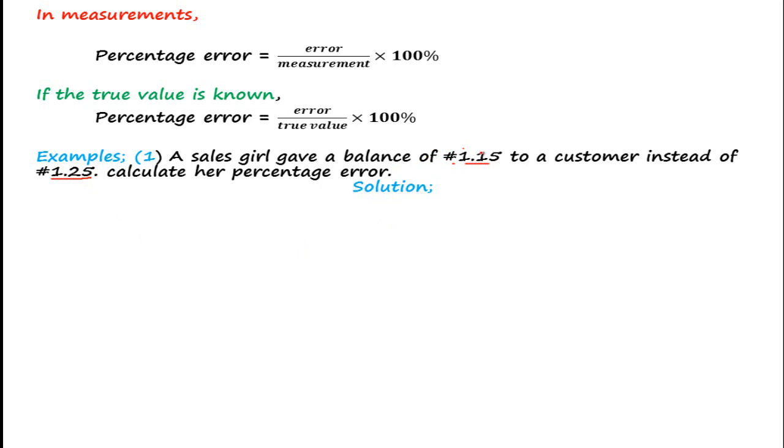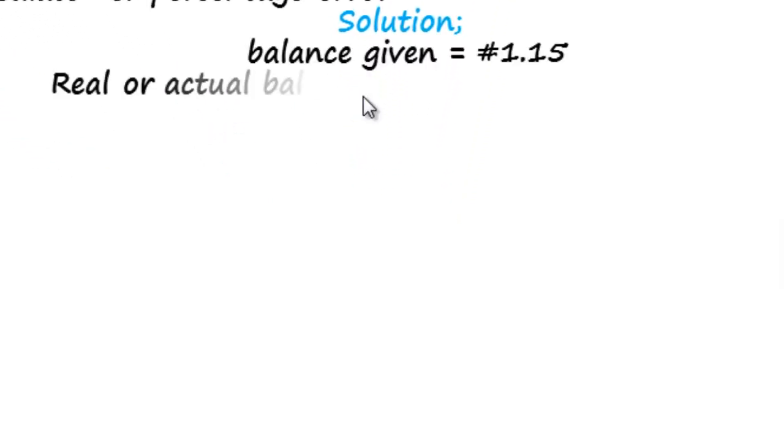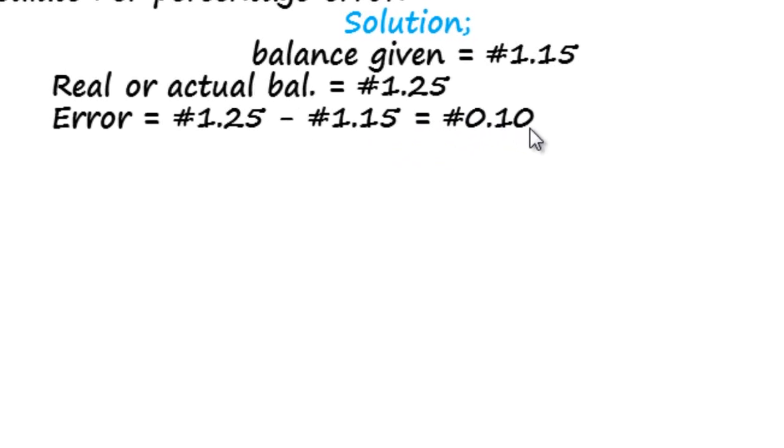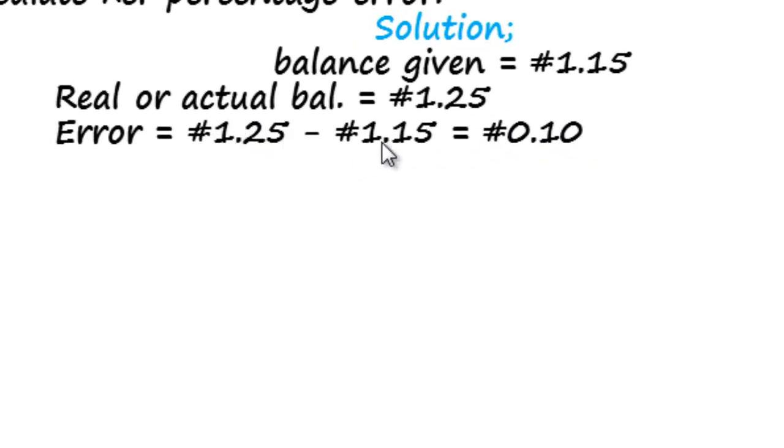Why is this the one that is the mistaken value? Are you getting it now? To now get the error, are you following? What is the error between them? It is subtraction. You subtract this from this to get the error. Now the balance that he gave is this, but the real actual balance is 1.25 naira. What is the error? The mistake that he made, the error, is now 0.10 naira. You subtract the naira he gave from the actual balance.